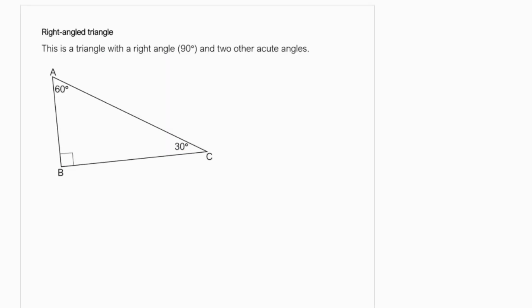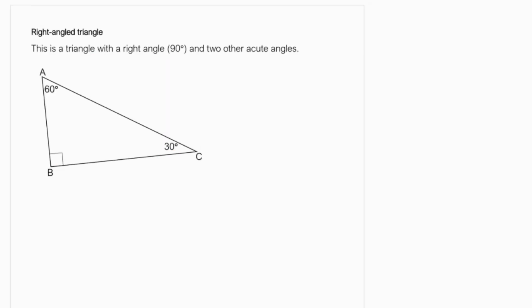Then the next one, we have the right angle triangle. This is a triangle with a right angle. So it means its largest angle is a 90-degree angle. And then we have the two other acute angles, like triangle ABC. We can see that the largest angle here is a right angle. We can see that by this symbol, which is for a 90-degree angle. The other name for a 90-degree angle is a right angle.